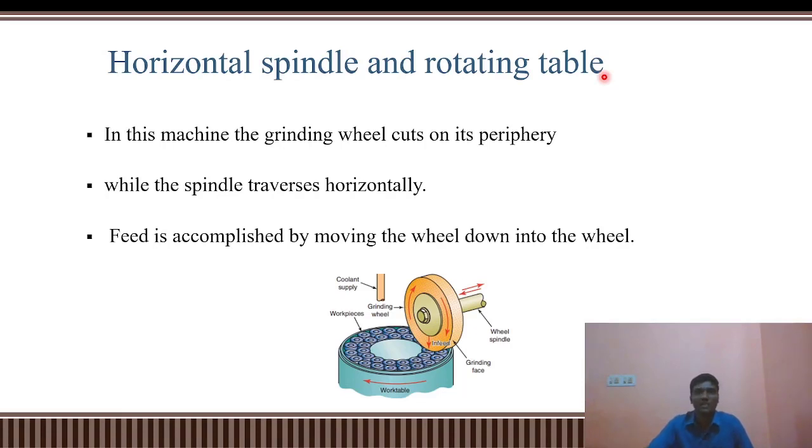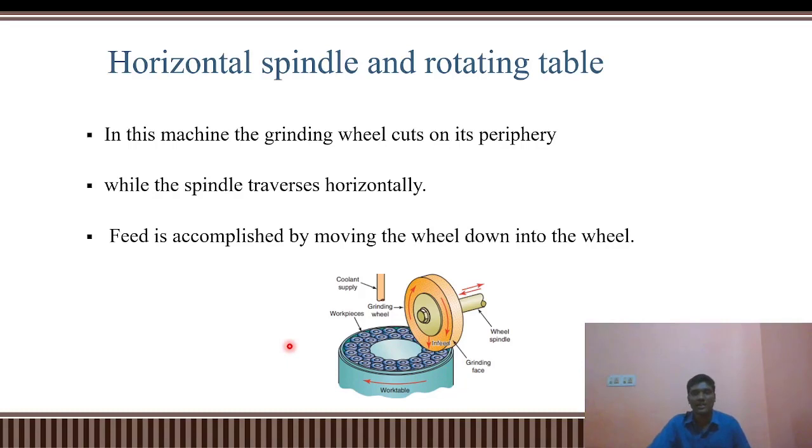Horizontal spindle and rotating table. Please look at this picture where the spindle is placed horizontally and the grinding wheel is mounted over it, and the periphery of the grinding wheel cuts the material and the work table is also rotating.